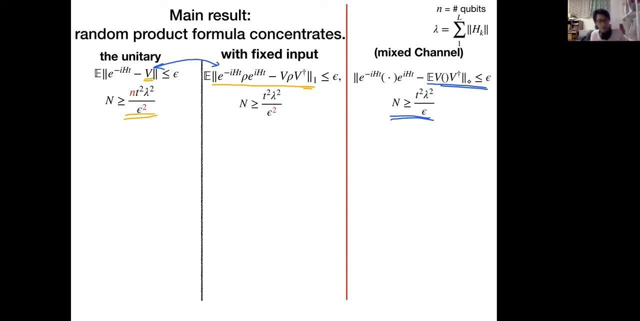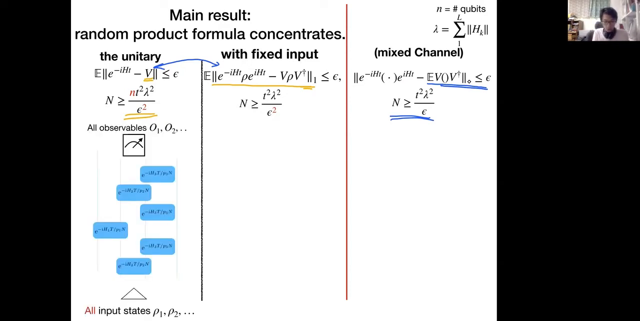And let's try to compare each of these settings in terms of these different norms. So the spectral norm, in operation, means that you sample this gate V, and you fix that one, and you allow all kinds of different input states and observables. And that also includes the very bad ones. So that explains why this gate count would be slightly higher.